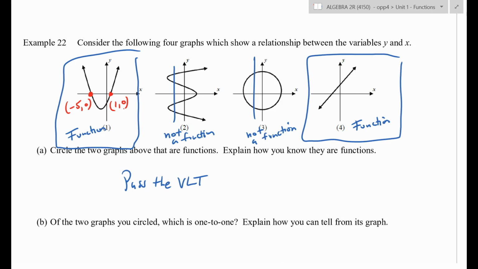Because right now she's like, hey, is this line 1 to 1? Because all the y values are different, right? Is this line 1 to 1? Because all the y values are different, right? Is this line 1 to 1? Yeah, because all the y values are different. Is this line 1 to 1? All the y values are the same. So a horizontal line is not 1 to 1, is it? Okay. A horizontal line is not 1 to 1.